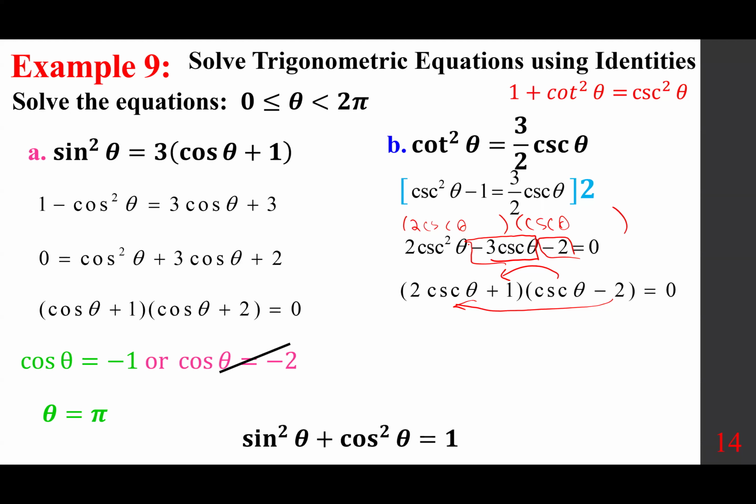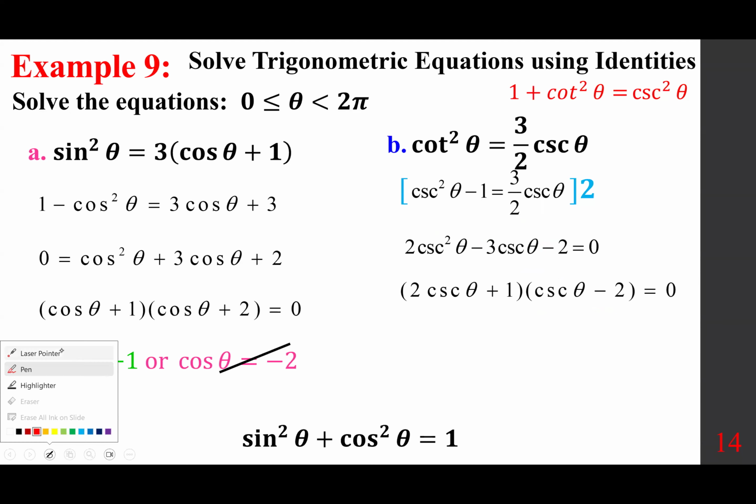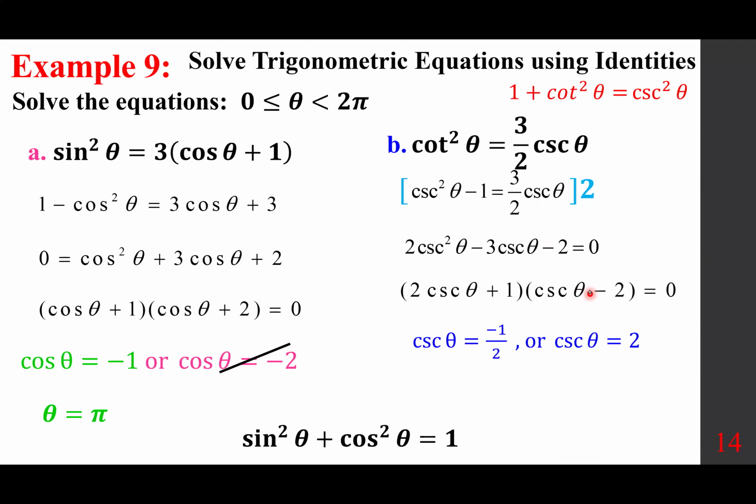So cosecant is, let me erase my work, either negative 1/2 or positive 2. And from cosecant, we're going to go to sine to figure out if there are common arcs, if we can get to the answer. Remember, cosecant is 1 over sine. Therefore, if cosecant is negative 1/2, sine is negative 2. If cosecant is 2, sine is positive 1/2. So the reciprocal.